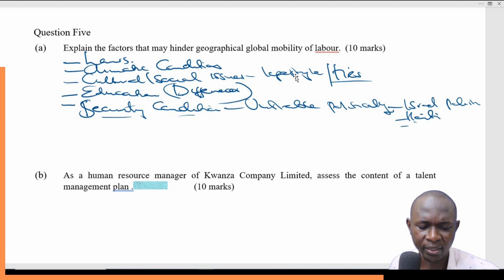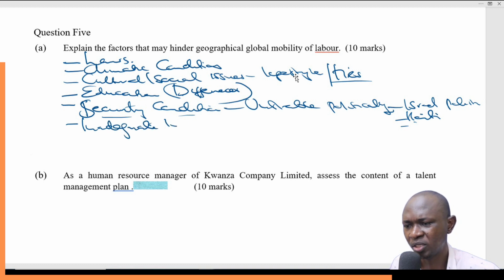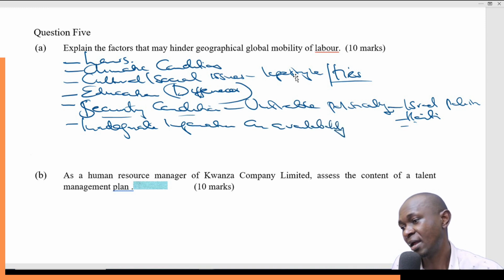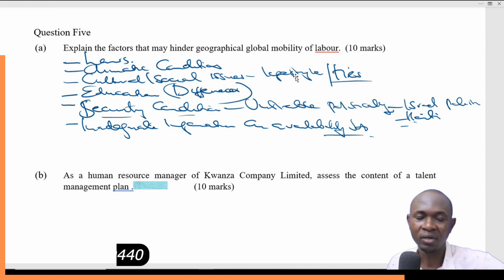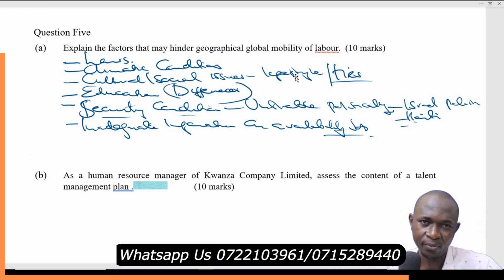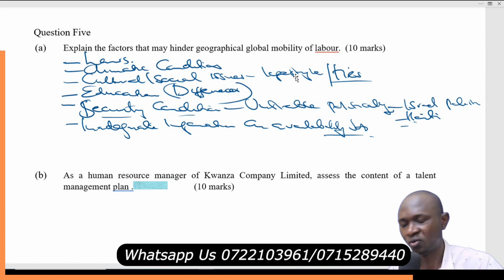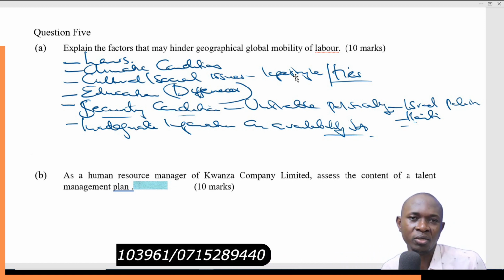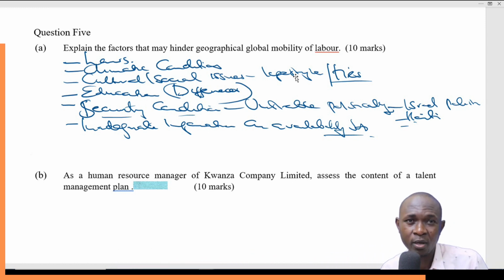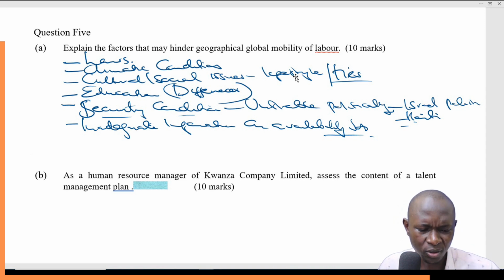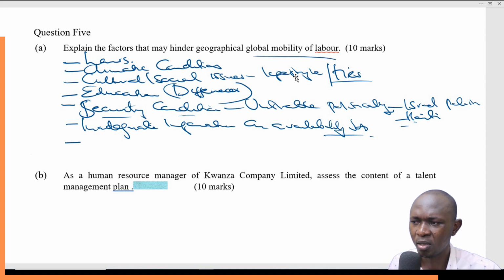Then we also have the issue of inadequate information on availability of jobs. People possibly are looking for these jobs, but they don't have the information that you have those vacancies. So that could be a factor that hinders geographical global mobility of labor. Otherwise, if they had the information, possibly they would have applied. But because they don't have the information, they may not be able to apply, and so it will not be possible.